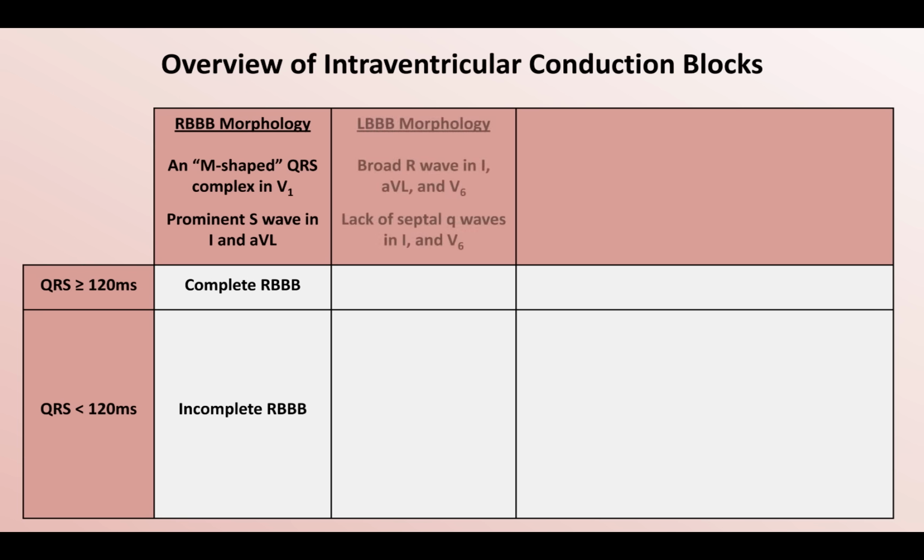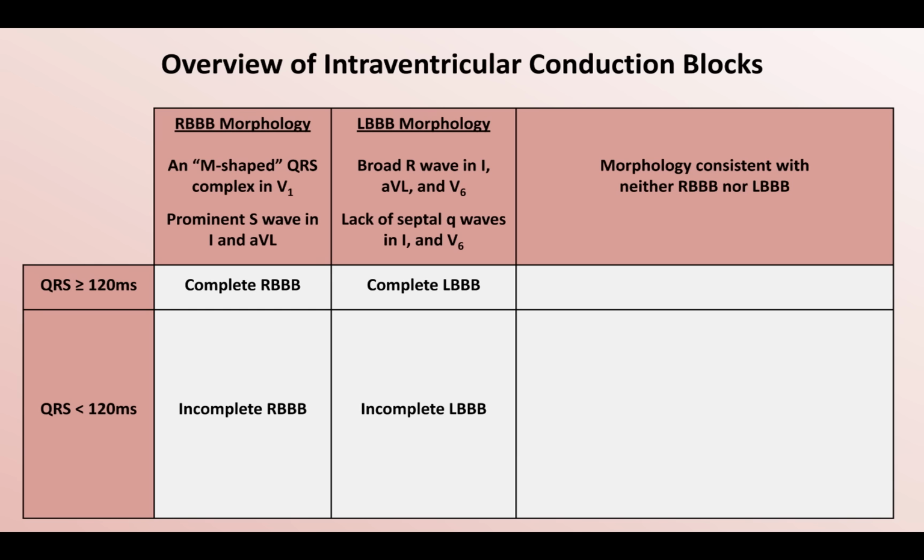Alternatively, a complete or an incomplete left bundle branch block is present if there is a broad R wave in 1, AVL and V6, and a lack of septal Q waves in 1 and V6. If the QRS morphology is consistent with neither right nor left bundle branch block, and if the QRS duration is prolonged, a nonspecific intraventricular conduction delay is present.